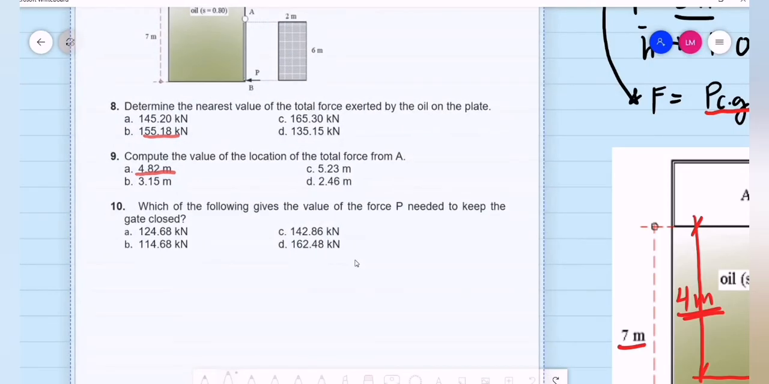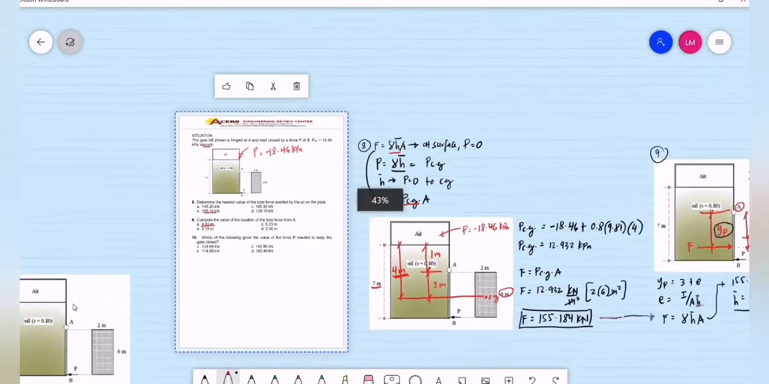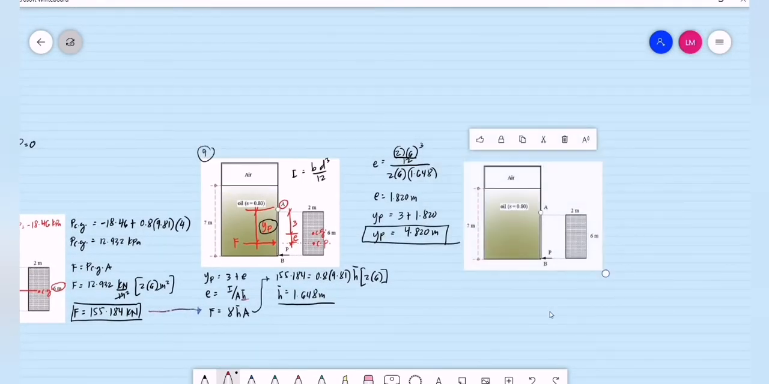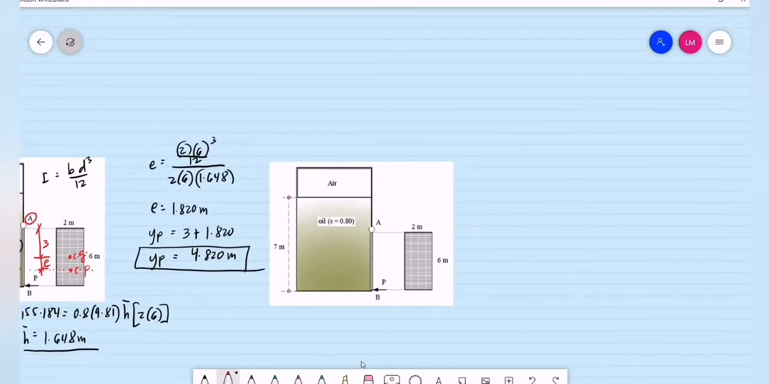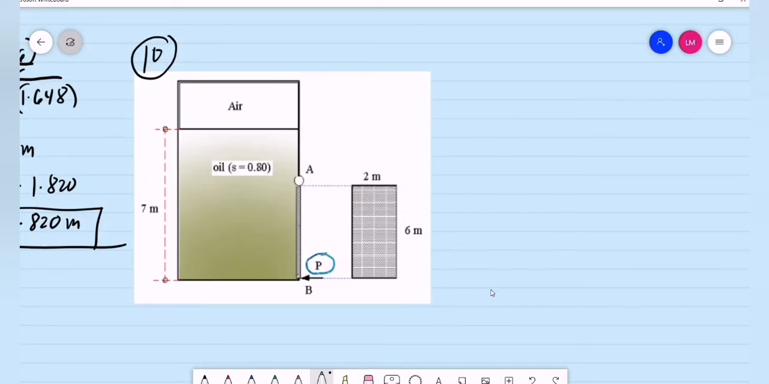And then item number 10: which of the following gives the value of the force P needed to keep the gate closed? So let's have another clean figure. This is for item number 10. This time we are looking for the value of this force, the force P. How do we compute for that one? Earlier we were able to compute for the force F and its distance from point A, which is the y sub P.